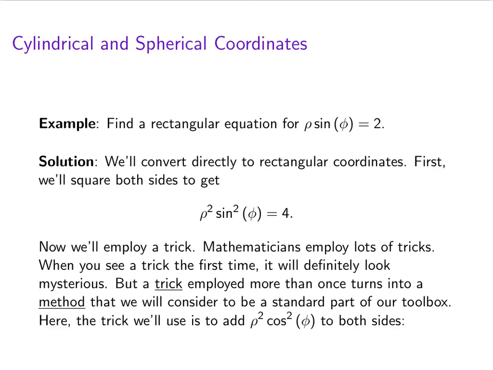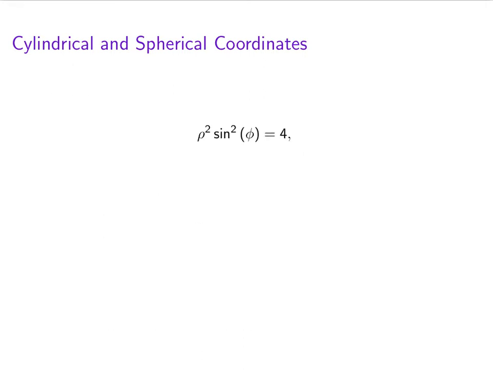So the trick that we're going to employ here is that we're going to add rho squared cosine squared phi to both sides. And this does look mysterious. Why would you do that? So here's the equation we're starting with. Rho squared sine squared phi equals 4. Now we're employing our trick. We're adding rho squared cosine squared phi to both sides.